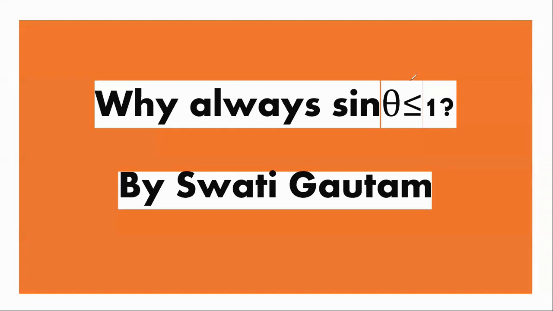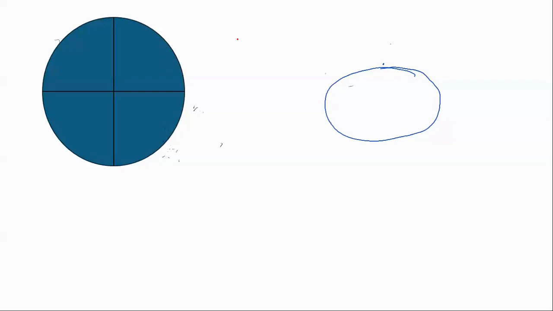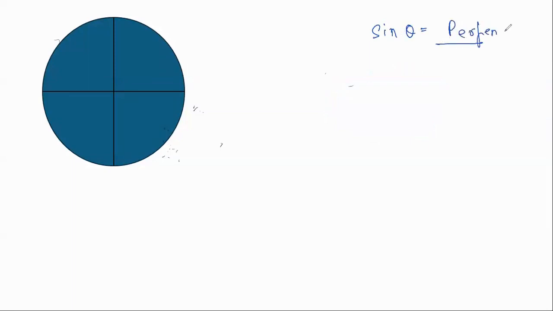Okay, so sine theta value is less than or equal to 1. How? Let's discuss that. We know that sine theta is equal to perpendicular over hypotenuse. You can also call perpendicular as altitude. Somebody will say altitude, somebody will say height, somebody will say perpendicular.